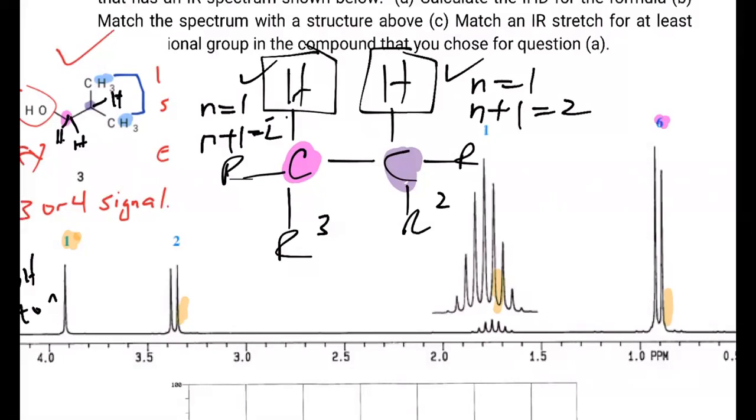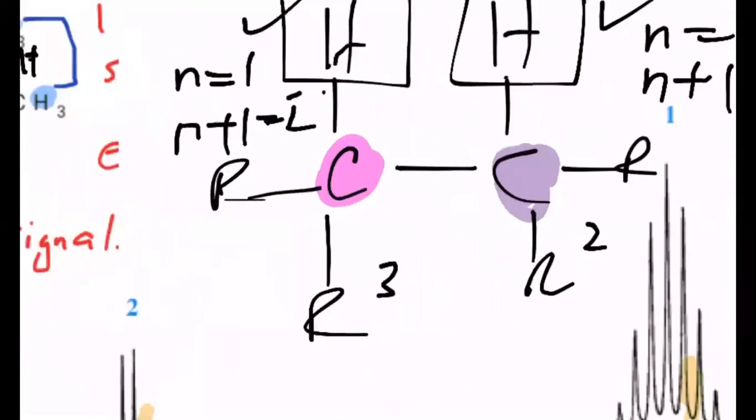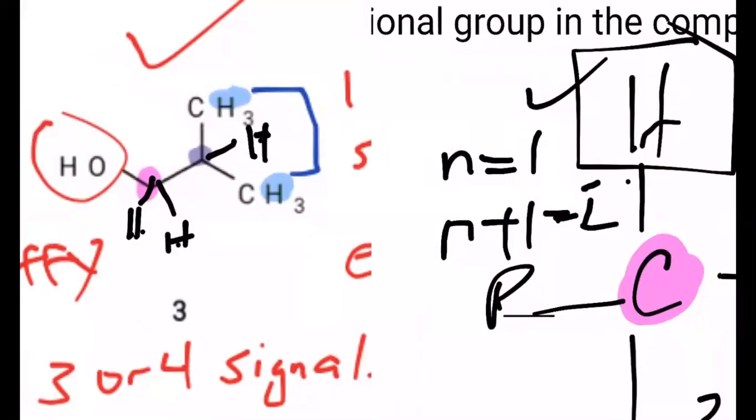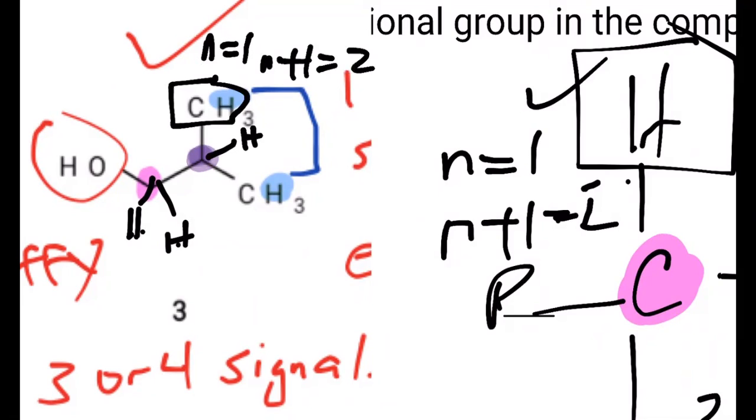So if you look at the set of protons over here, when you look at this CH3, how many neighbors does that have on the carbon next door to it, right here? Well, that's only one hydrogen there. You see that? So that's 1 here. And so when it couples with that, for that CH3, N is 1. So N+1 would be 2. It would be a doublet.